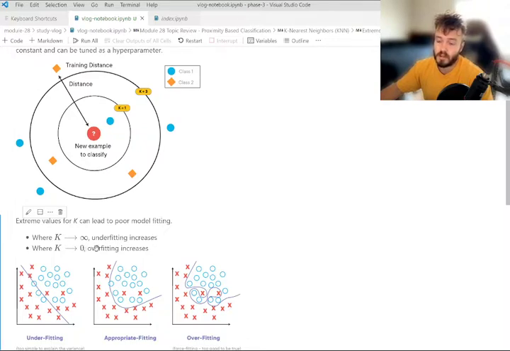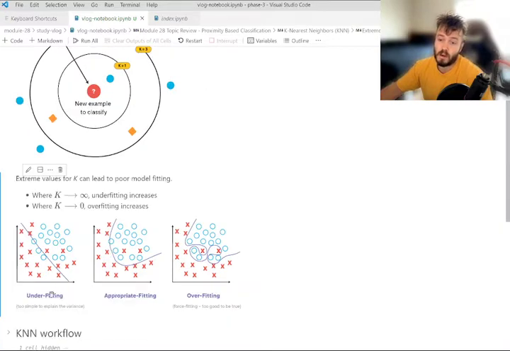K is generally, or at least you usually start with, some arbitrary value for K, and then you explore how different statistics about the model improve or worsen as you change the value for K. But generally speaking, as K approaches infinity, or as K increases, it's going to lead to underfitting like this, where you're not drawing quite distinct enough of a boundary between your two groups that you're trying to classify between, right?